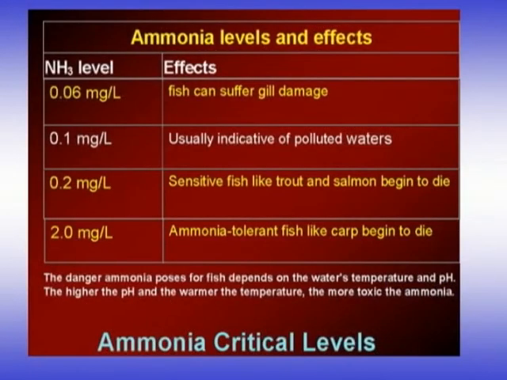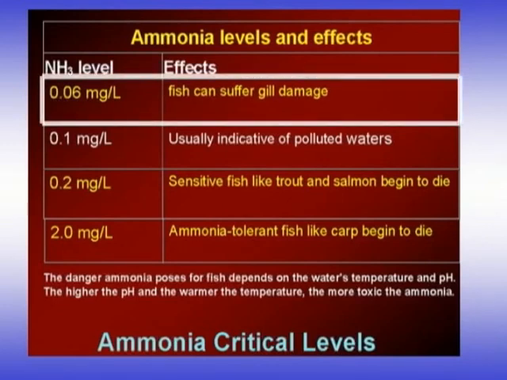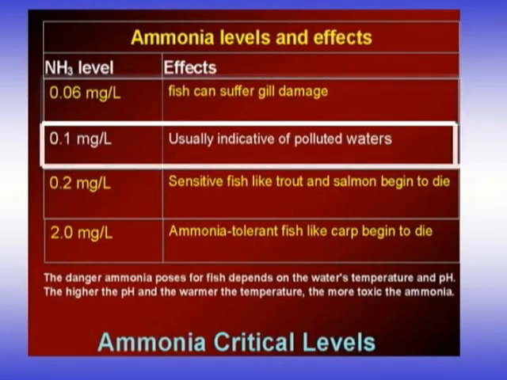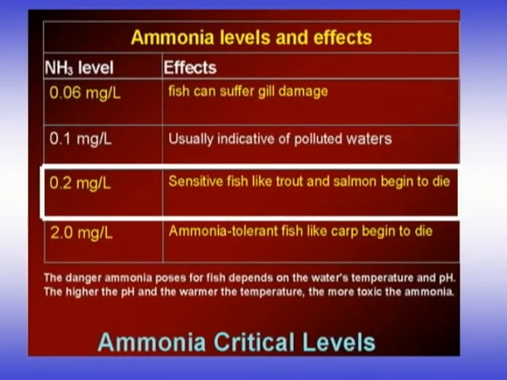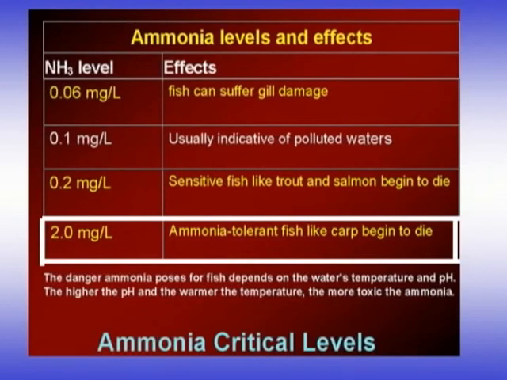Ammonia can be toxic in relatively small quantities. At concentrations as low as 0.06 milligrams per liter, fish can suffer gill damage. At a concentration of 0.1 milligrams per liter, water is typically considered polluted. At a concentration of 0.2 milligrams per liter, sensitive fish, such as trout, begin to die. At a concentration of 2.0 milligrams per liter, tolerant fish, such as carp, begin to die.